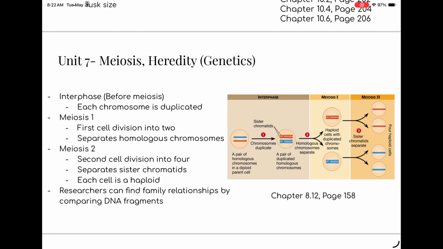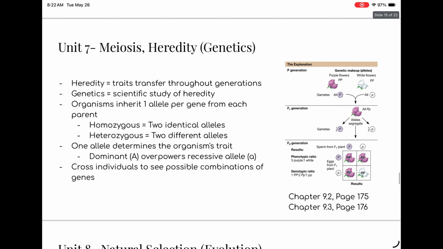Researchers can find family relationships by comparing the DNA fragments and how similar they are. Heredity is when traits transfer and carry on throughout many generations. Genetics is the scientific study of heredity. All organisms inherit 1 allele per gene from each parent.